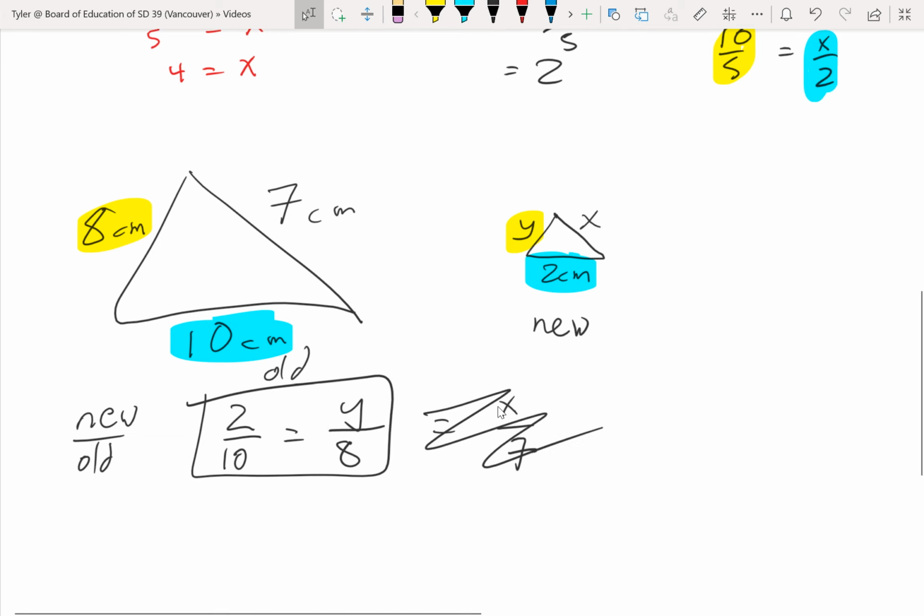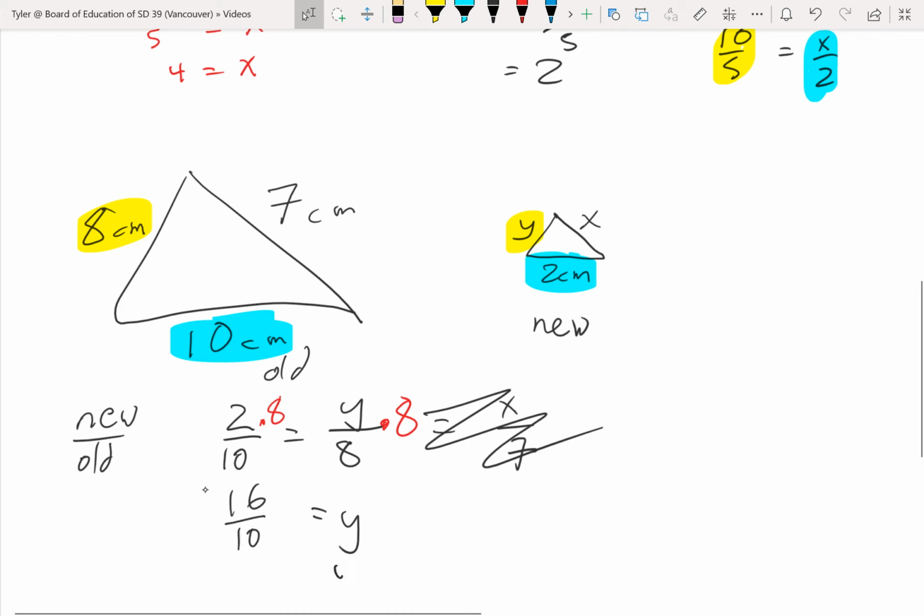Ignore this for now. So basically, we're going to isolate like we always did, times 8. And it's going to turn into y is equal to 16 over 10. Y is equal to 1.6. That's the basics of how you do it. We're going to do more practice, but that's the main idea.